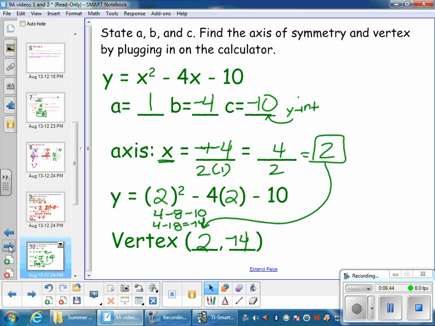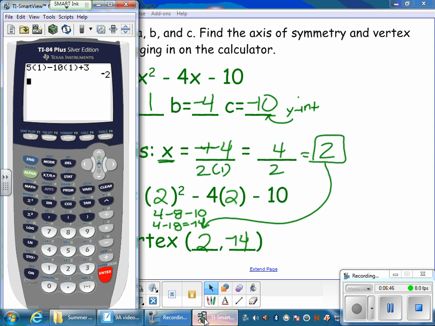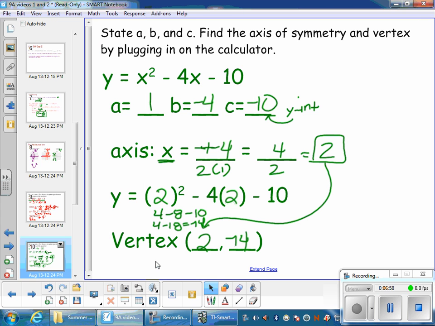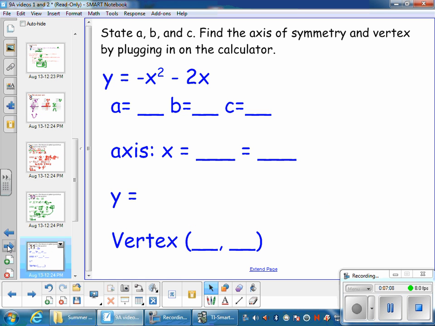And we can double check that on our calculator if we like. Parentheses, always use parentheses, so 2 squared minus 4 times 2 minus 10, and you get negative 14. What that tells us is this one is opening up with a vertex at 2, negative 14. All right, and try this last one on your own again.